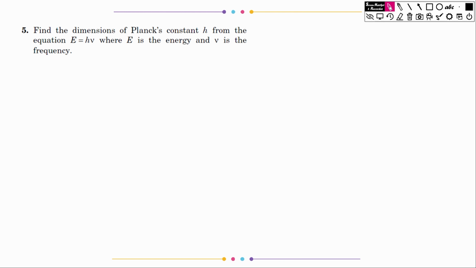We'll take the next problem. Find the dimensions of Planck's constant h from the equation E is equal to h nu, where E is the energy and nu is the frequency. Now we'll learn in detail about Planck constant when we read the relevant chapter. So we'll find the dimension. We'll write the equation E is equal to h nu. We have to find dimension of Planck constant. So therefore, taking h on the left hand side, we can write the equation as E divided by nu. Therefore, we have to find the dimension of energy E and then nu, that is frequency.